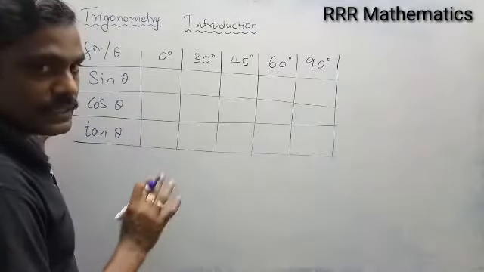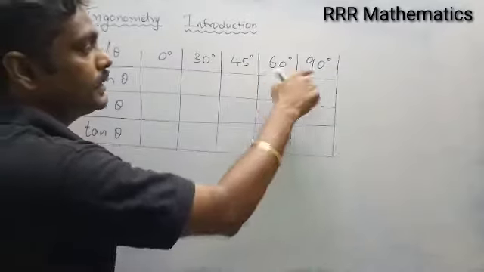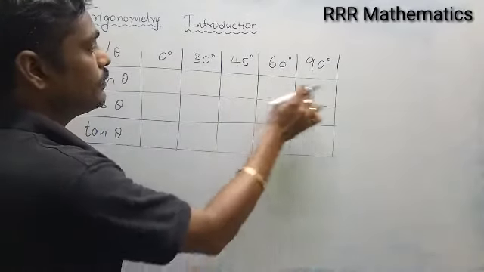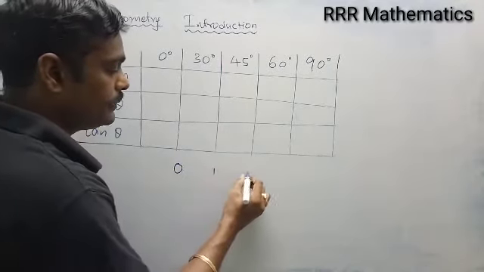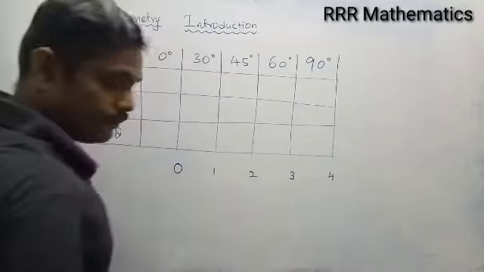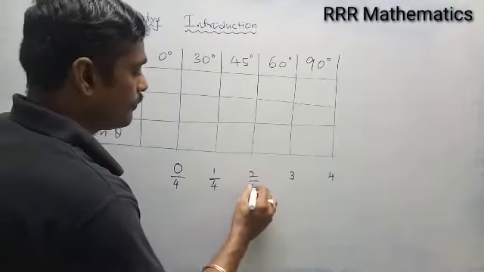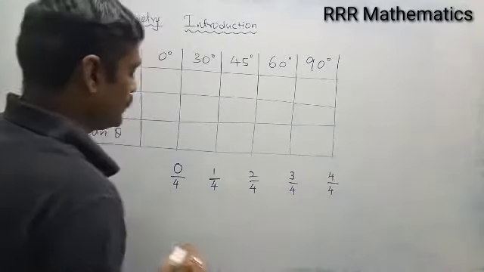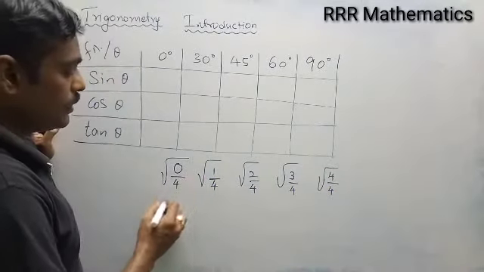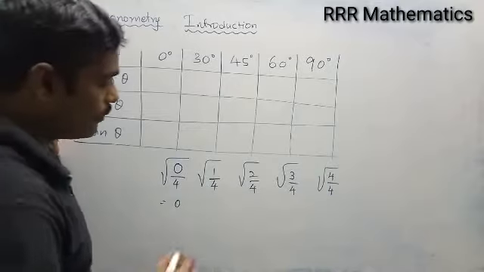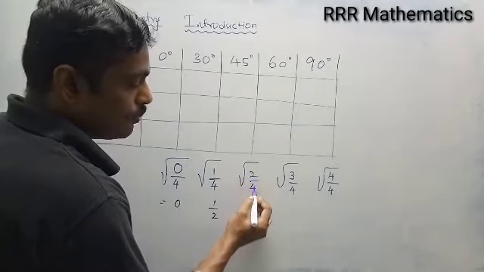How to fill up this table in a simple way: in the standard degrees I use 0 degree, 30 degree, 45 degree, 60 degree and 90 degree. I have 5 values, so I will consider 0, 1, 2, 3, 4. I have 4 quadrants, so I will divide by 4 everywhere. Then take a square root. That's all. 0 divided by 4 is 0, and the square root will be 0. Square root of 1 will be 1. 4 will be 2. And 2 by 4, this 2 cancels 2 times.